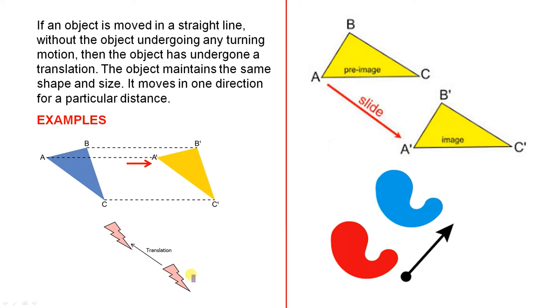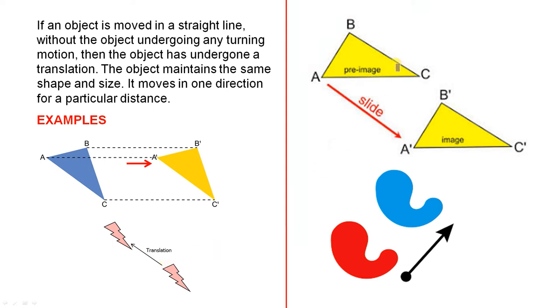Here we have the same thing. This is a little shape here, and it's moving in that direction. So it doesn't matter what the direction is. It can be left, right, up, down, or it can be at an angle. As long as it's in a straight line, we call that a translation.